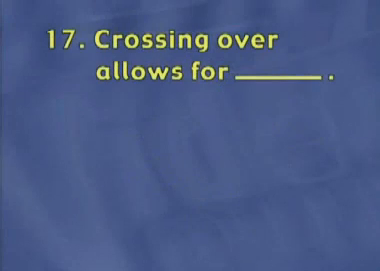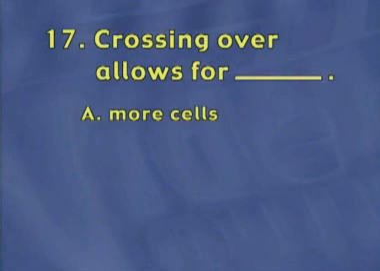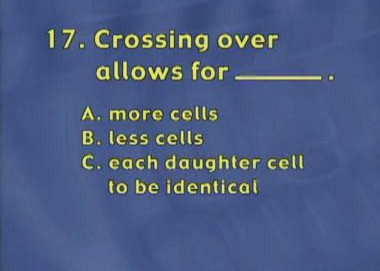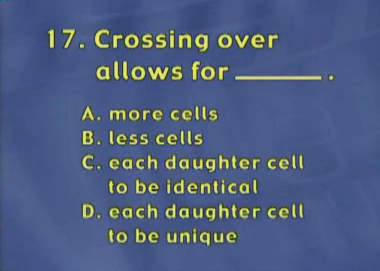Okay, team. This is kind of a tough play I'm about to show you, but with some concentration, I'm sure you'll get it. Crossing over allows for A. More cells, B. Less cells, C. Each daughter cell to be identical, or D. Each daughter cell to be unique. Go, team, go! You pick an answer and let's get back in formation. Let's move out!